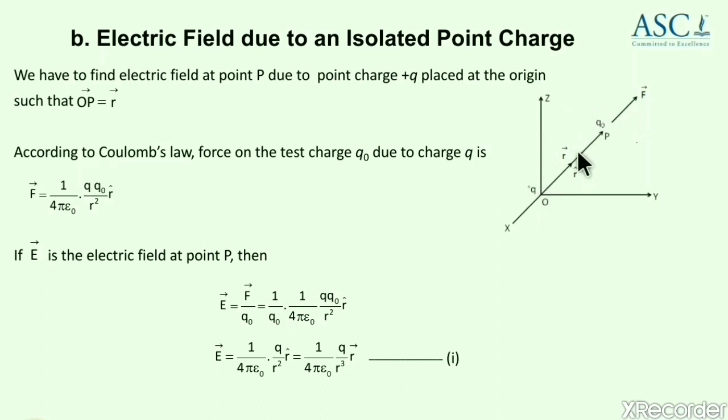Now, as you have already learnt, whenever there are two charges separated by a small distance, there exists an electrostatic force explained by Coulomb's law. According to Coulomb's law, the force on the test charge Q naught due to charge plus Q, from your previous sessions, is F equals 1 by 4 pi epsilon naught Q Q naught divided by R square into R cap. Here we are considering both magnitude and direction, hence we have written R cap.